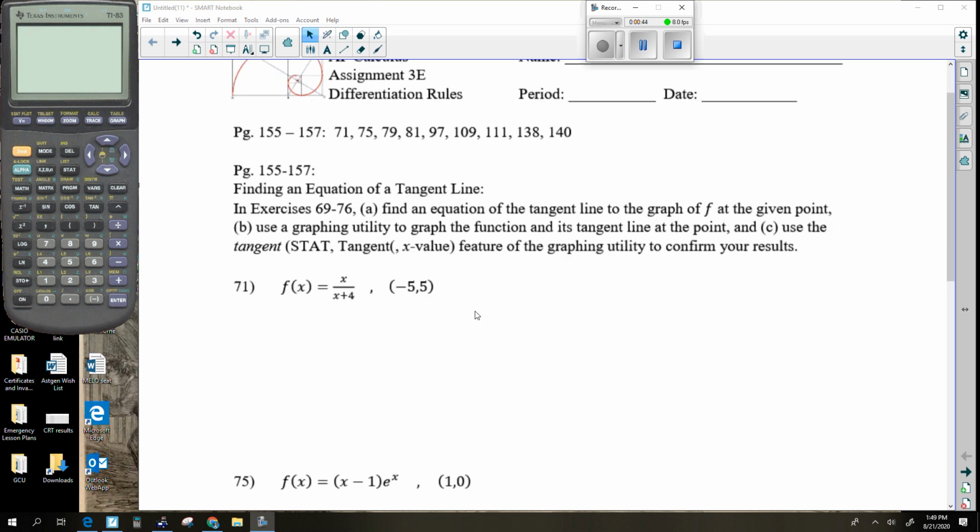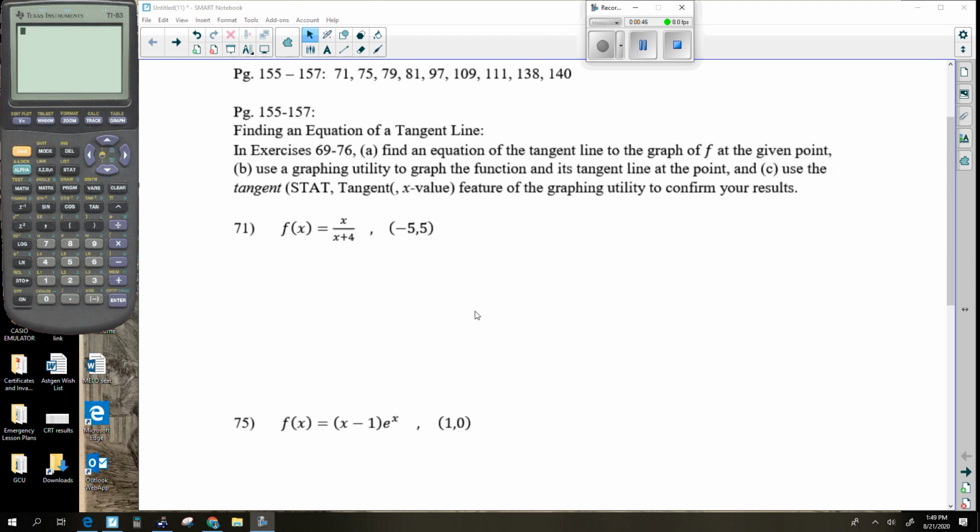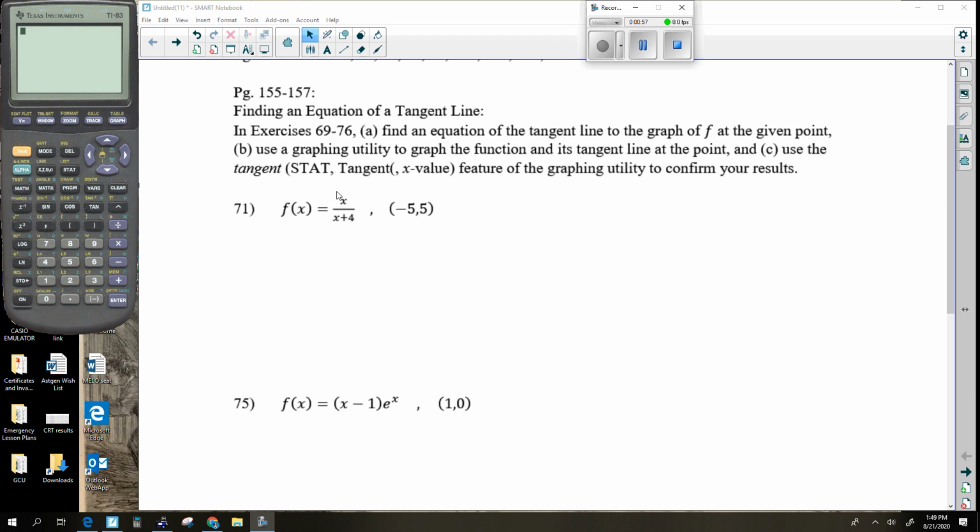Okay, let's see what they have in store for us today. We begin by finding the equation of a tangent line. In these examples, find an equation of the tangent line of the graph at the point. So we're trying to find the equation of the tangent line of this that goes to the point -5, 5. Use a graphing utility to verify that, and then use this thing to confirm the results. Not a big deal.